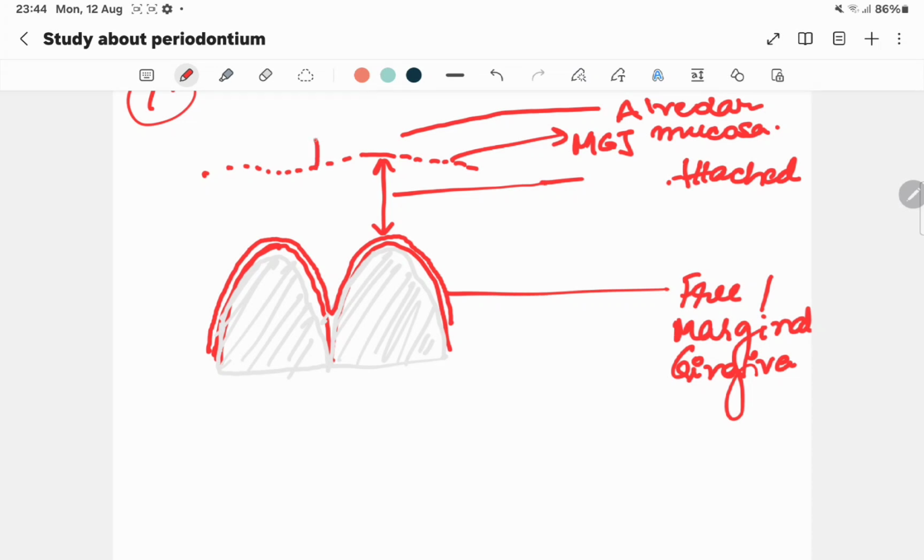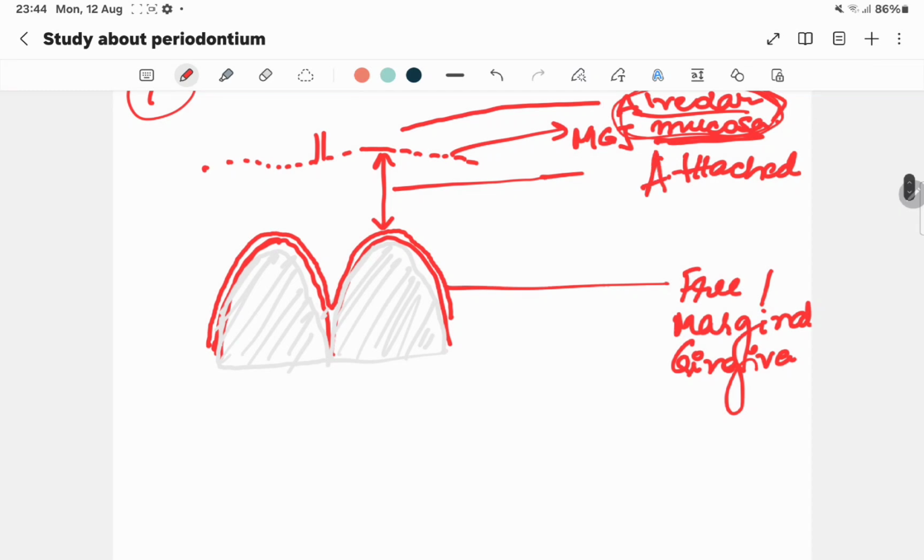Here you'll be able to see there will be a frenum pull. This alveolar mucosa is loosely attached. This is the lining mucosa that we were talking about. Attached gingiva is keratinized.